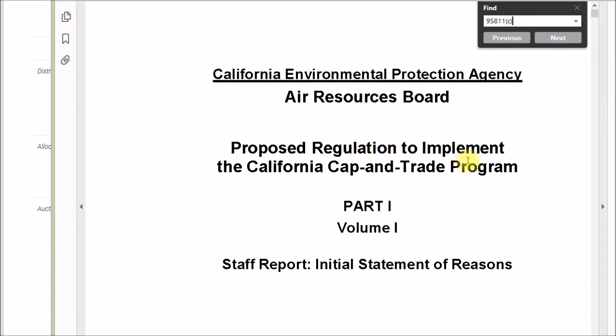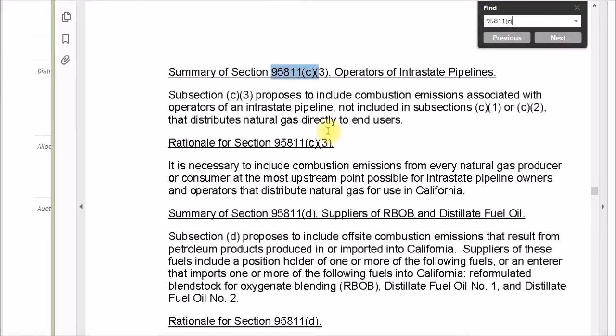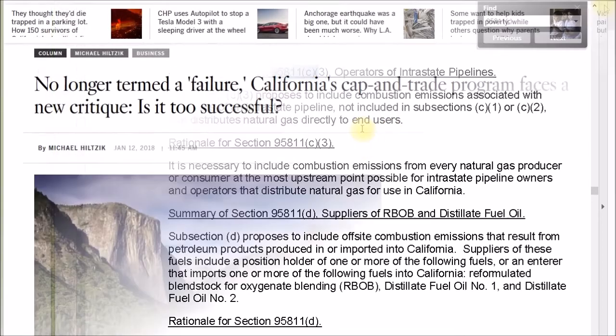Proposed regulation to implement California cap and trade program. And if I search for this 95811C, and then right here it talks about include combustion emissions associated with operators of intrastate pipelines not included in section such and such that distribute natural gas directly to end users.